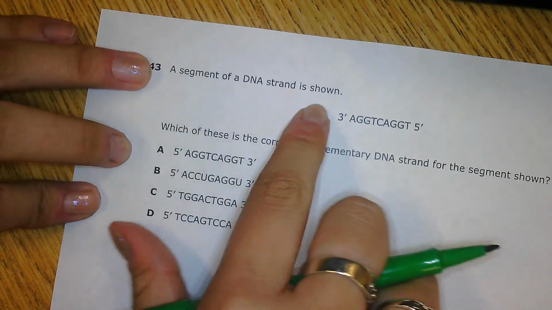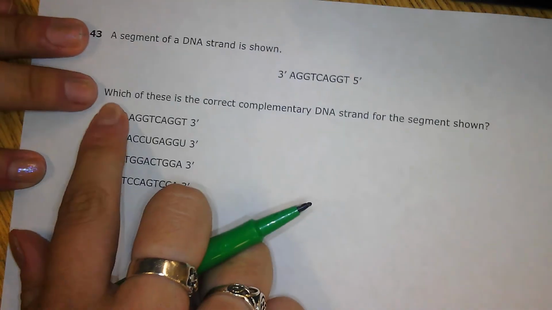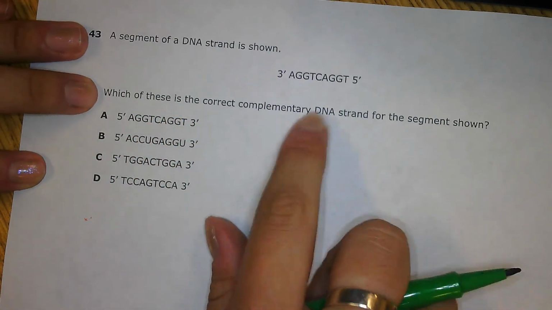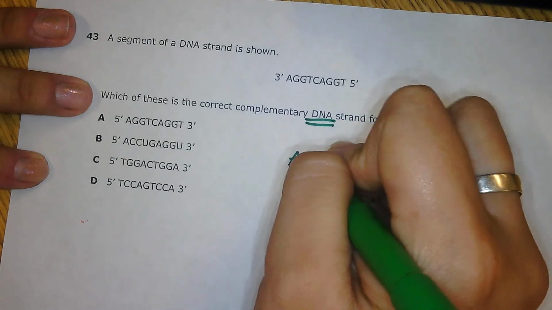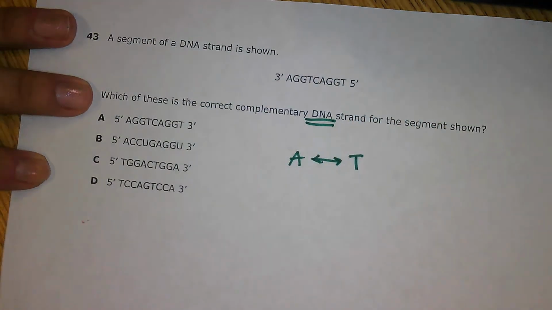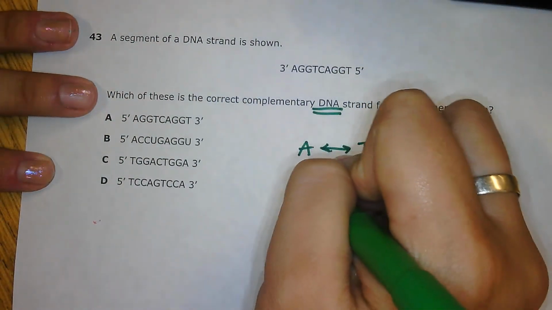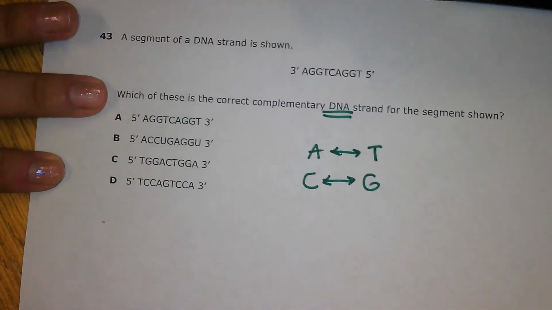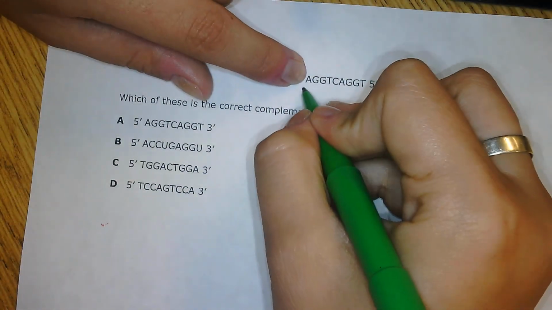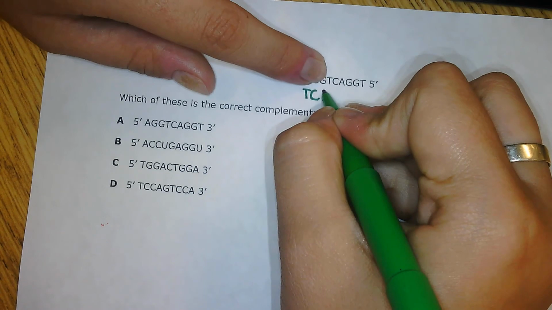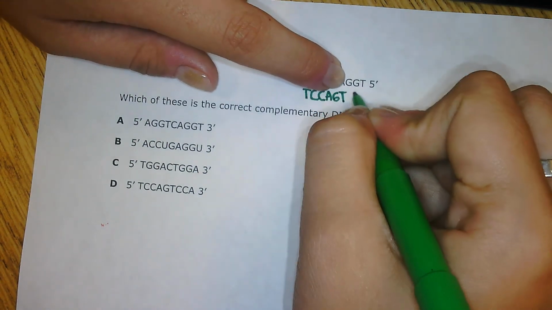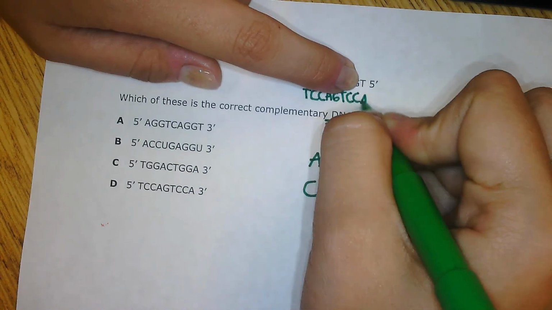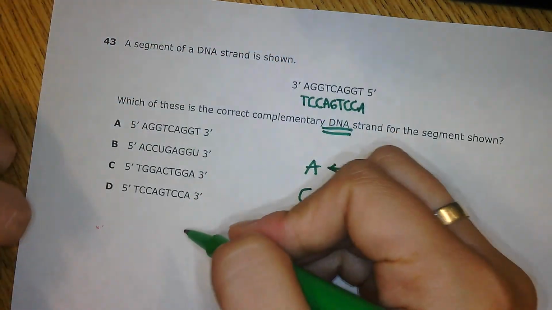A segment of DNA strand is shown here. Which of these is a correct complementary DNA strand for the segment shown? So for DNA, A will always go with T, T will always go with A, C goes with G, and G goes with C. So A goes with T, G goes with C, G goes with C, T goes with A, C goes with G, A goes with T, G goes with C, C, A. That is what I'm looking for in these answer choices.